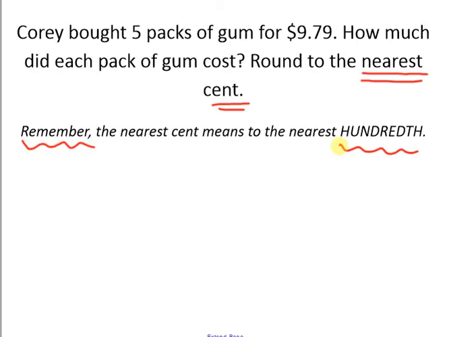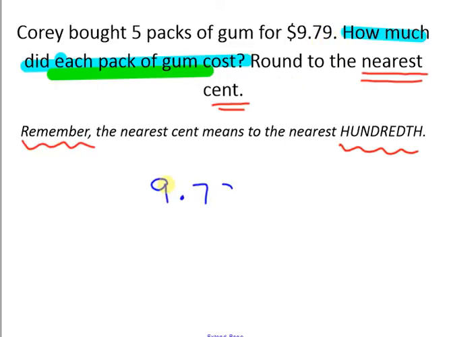So it wants to know how much each pack of gum cost. So let's go ahead and highlight our question. How much did each pack of gum cost? So what's our operation? Well, it wants to know each pack of gum. And so that's usually going to signal dividing something up, and so that's going to tell us division. So if we want to know how much each one costs, we are dividing the money. So that's going to be $9.79 divided by 5.